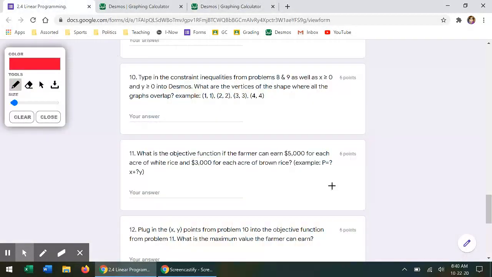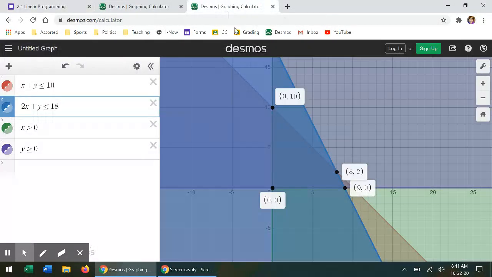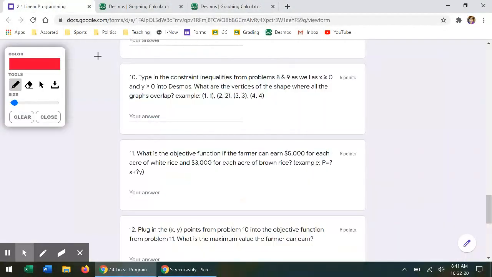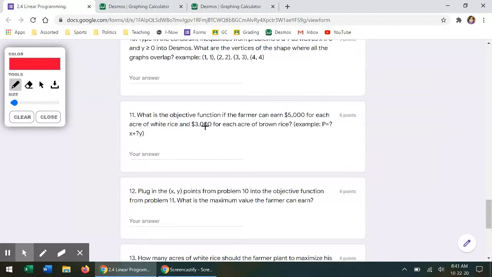You type those in, just as the example shows you. This example is not the correct answer. You type those 4 points in that were in the graphs: 0, 0, 0, 10, 8, 2, and 9, 0. Now, what do you do with those points?